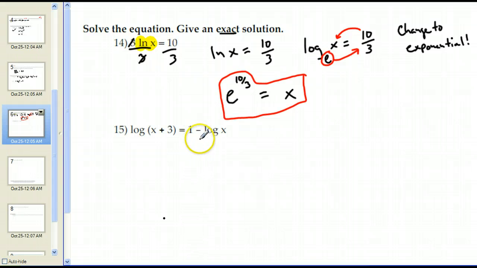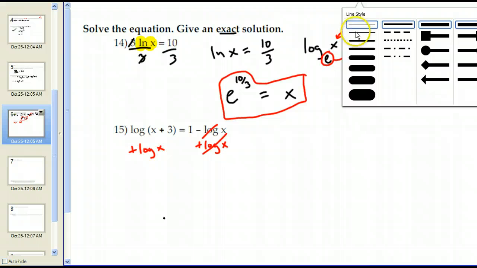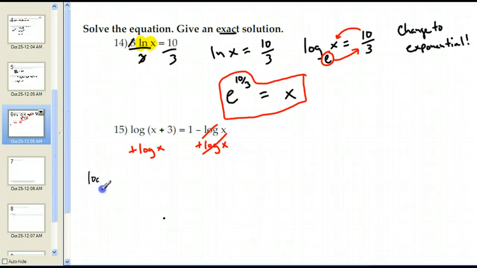In a case like this, it's not as easy. We have a log on each side of the equation. So what we're going to need to do here is group the logs together onto one single side of the equation. So we added and subtracted the log x, so they're gone. So what I have now is the log base 10, or just common log, of x plus 3 plus the log of x is equal now just to 1.